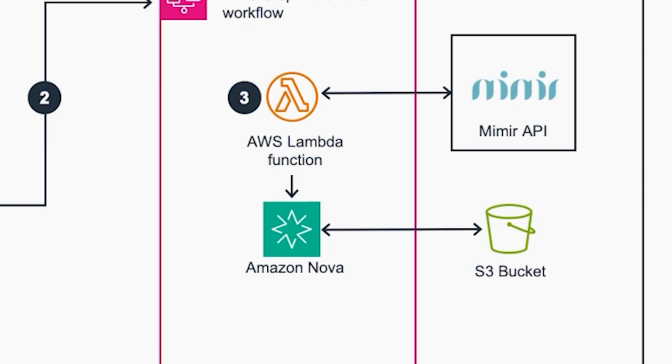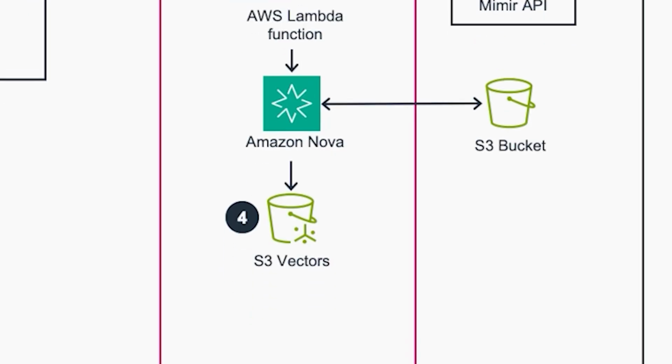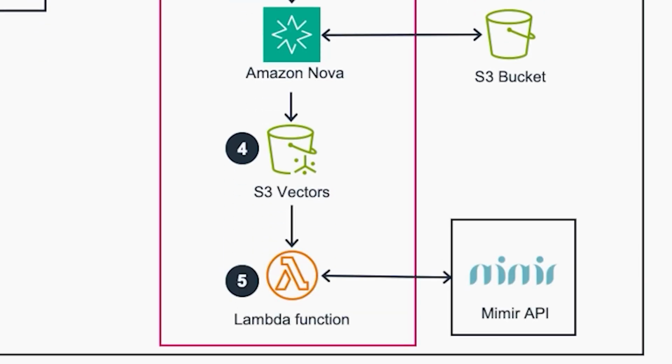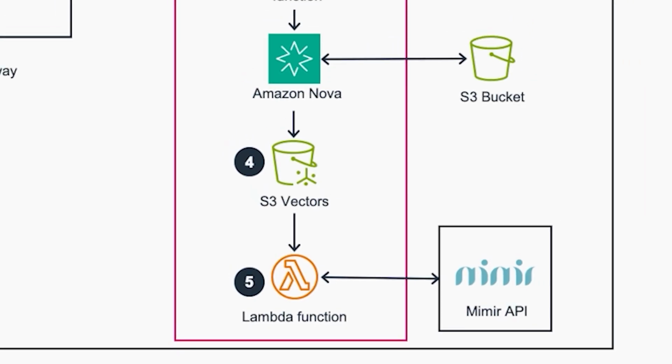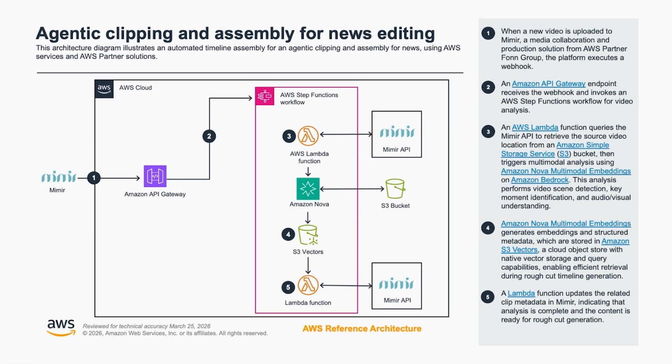Those embeddings and structured metadata get stored in Amazon S3 vectors, a cloud object store with native vector storage and query capabilities. This is what allows the agentic workflow to quickly find the right moments in the journalist's footage later on. Finally, a Lambda function updates the clip metadata back in Mimir, flagging that analysis is complete and the footage is ready for assembly. Now here's where it comes together for the journalist.